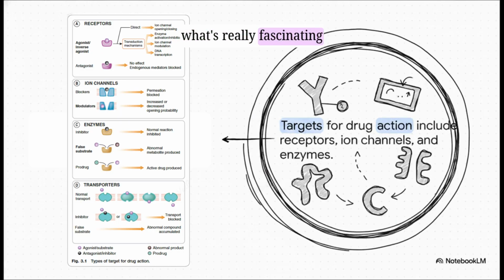Now, what's really fascinating here is looking at the actual protein targets where this whole chain reaction kicks off. Drugs can target a few different things: receptors, ion channels, enzymes, or carrier molecules. But for our focus today, we are going to zero right in on the receptors and ion channels, because those are the primary structures that directly translate external chemical signals into internal cellular action.